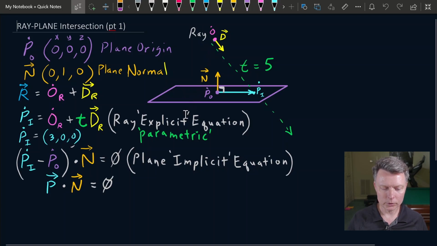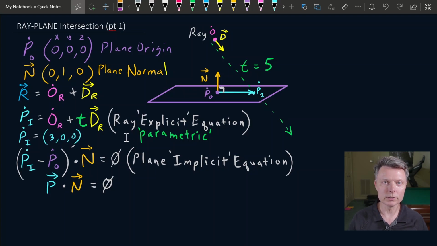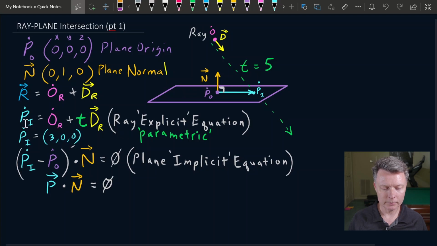And so recall that the ray has what's known as an explicit equation. And so the difference between implicit and explicit is that the explicit actually generates a point in 3D space. If you look at this equation here for the ray, it says a point along the ray equals its origin plus a scaled direction of the ray. So in this case, we did not provide the point, this 3, 0, 0. Instead, it was generated by the ray equation.